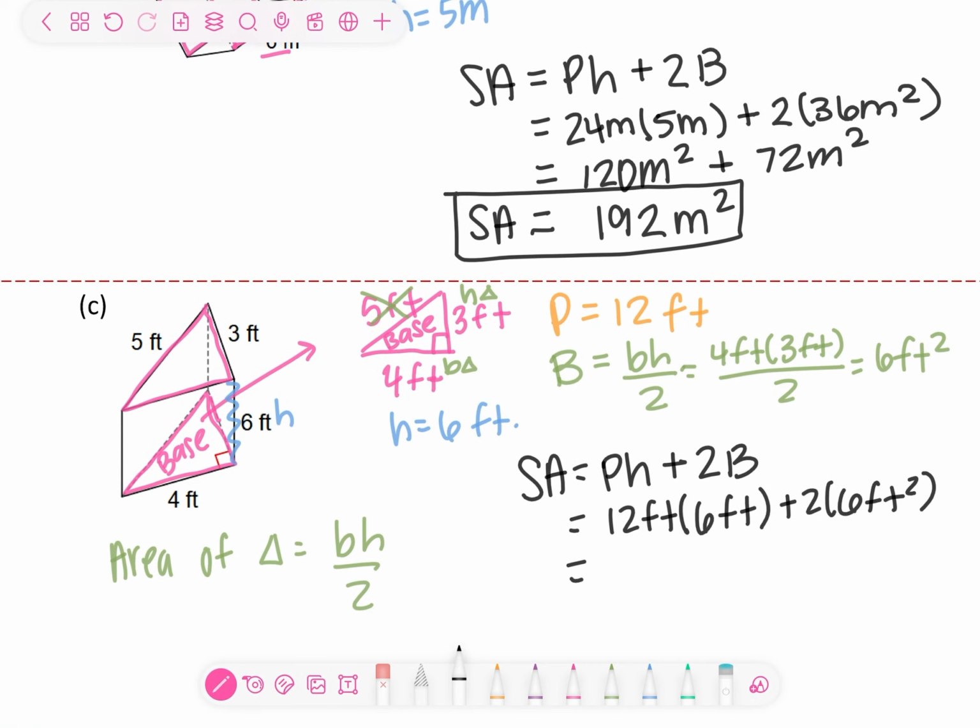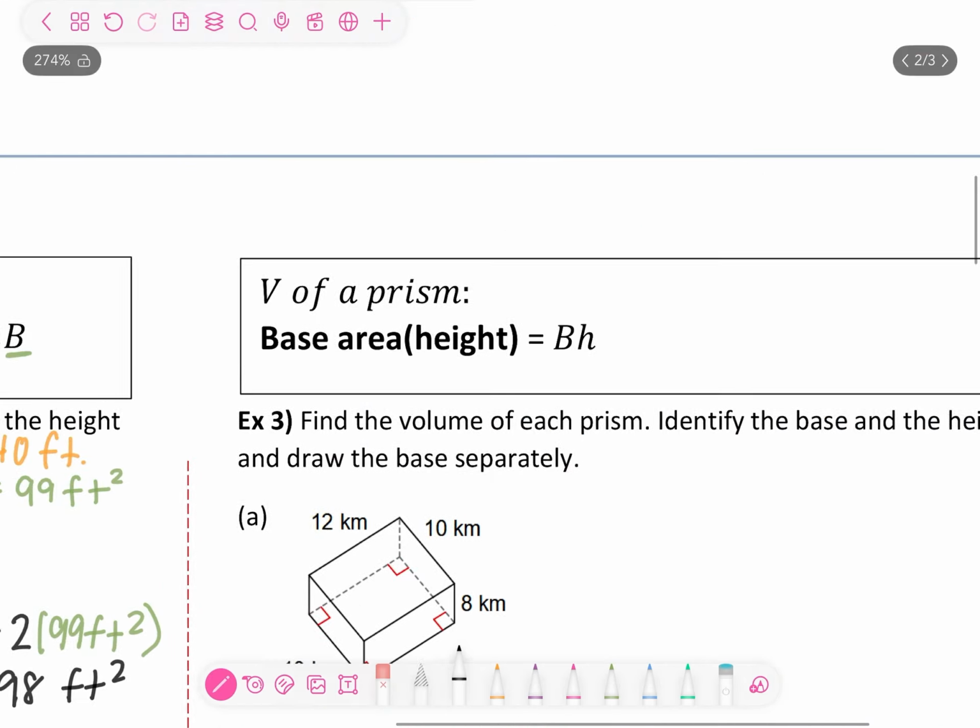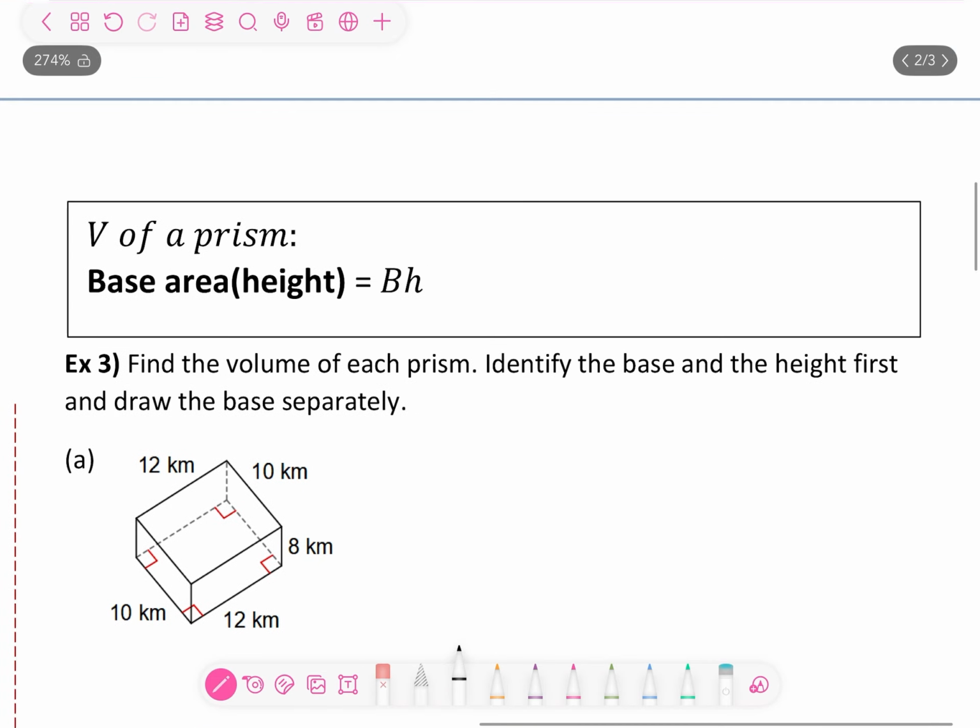And we're going to get 84 feet squared. Remember, it's surface area, which is the same as area, so it's always measured in feet squared. So the surface area of that one is 84 feet squared. Perfect. Moving on. So now let's look at volume. So for the right-hand side, we are now looking at volume.